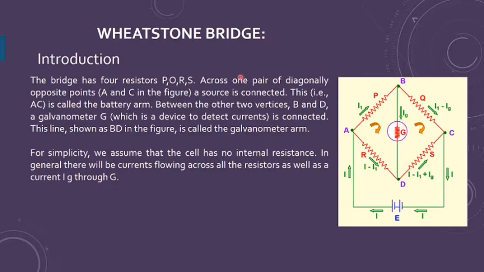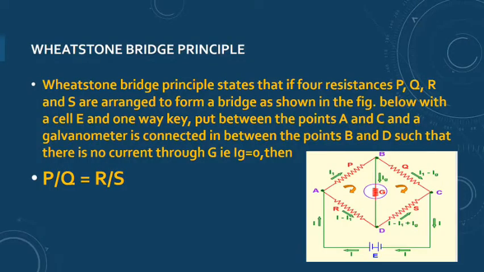Now, this was given by the scientist Wheatstone, and he said that if I have four resistances connected in this way in the form of a bridge, and we assume that this cell has no internal resistance, then he made a principle: if no current is flowing through this galvanometer, then these four resistances are in ratio with each other, like P upon Q equals R upon S. This is the Wheatstone bridge principle.